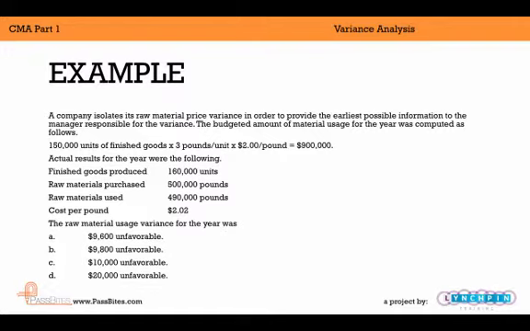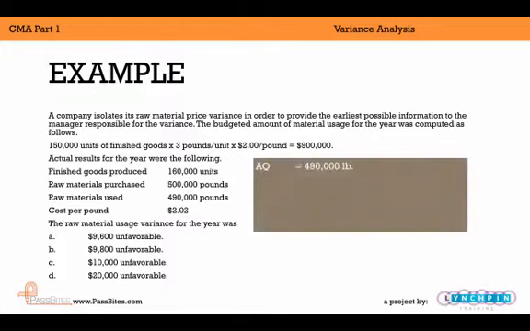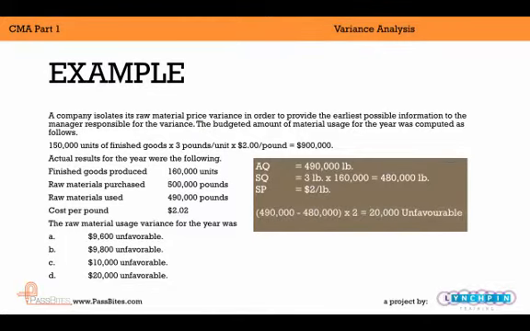We need to first find raw material usage variance. So here AQ, actual quantity used in production, is 490,000. I'm taking used in production, not purchased. Standard quantity is standard allowed for actual output. So 3 pounds multiplied by actual production 160,000. This is a flexible budget figure giving you 480,000. Standard price here is $2 per pound. And so putting that into this formula, you are getting 20,000 unfavorable variance.